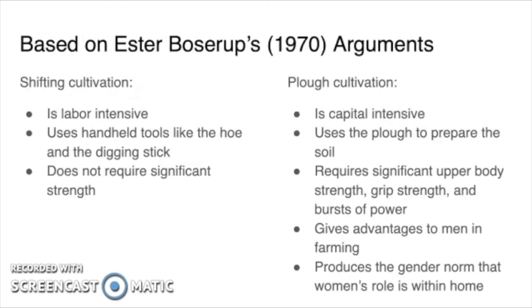Boserup proposed that the use of the plow requires a lot of body strength. It gives an advantage to men in farming. The division of labor formed in the plow culture thus forms and perpetuates a gender norm that a woman's role is in the home, leading to gender inequality.